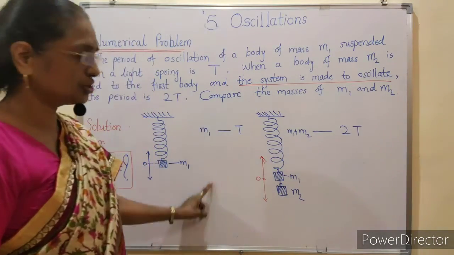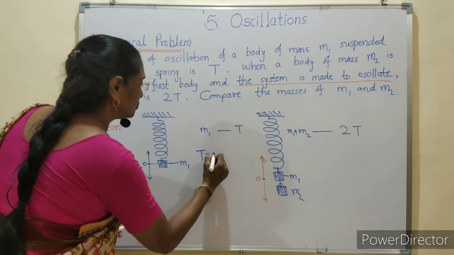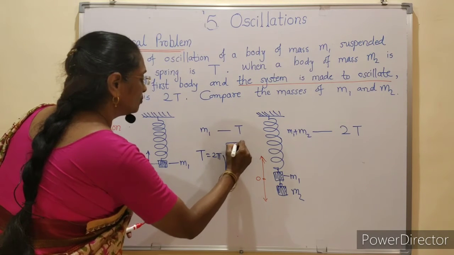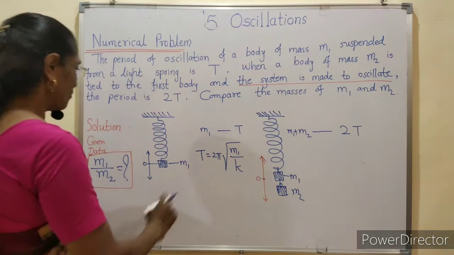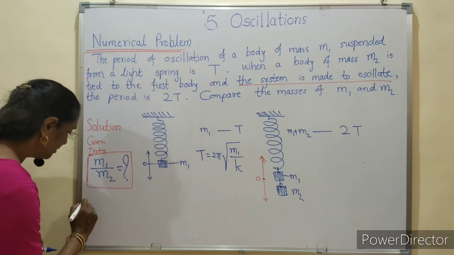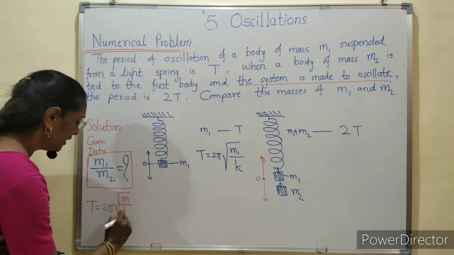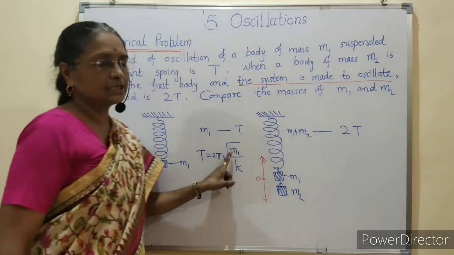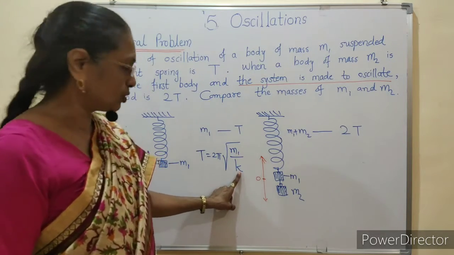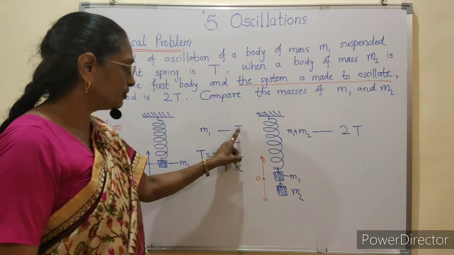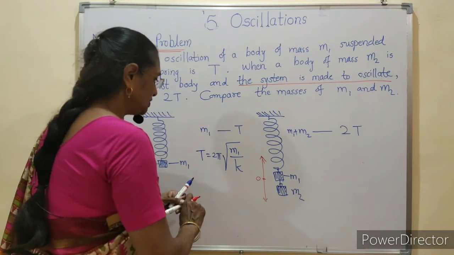So for the first situation, we write the equation for period as T is equal to twice pi under root m1 upon k, because the formula for period is T is equal to twice pi under root m upon k. But in our case, m is replaced by m1. K is the spring constant and period is T. The letter T is used in the problem, therefore we have used it as T. So this is equation number 1.